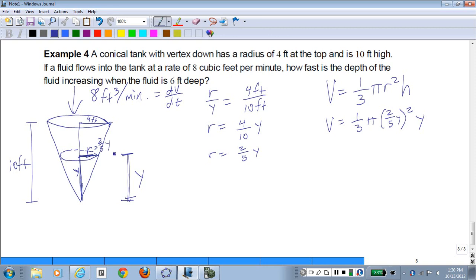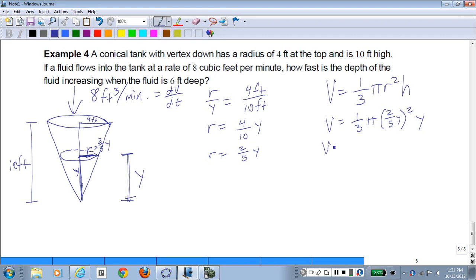So we've got y, and then 2/5 y, and we substitute them into the formula, and then we have an equation that relates the volume and the depth. You tell me the depth, I just punch it in here for y, and it'll calculate the volume for us. With this in mind, we can differentiate both sides with respect to t and come up with a relationship between the rate at which the volume is changing with respect to time and the rate at which the depth is changing with respect to time.